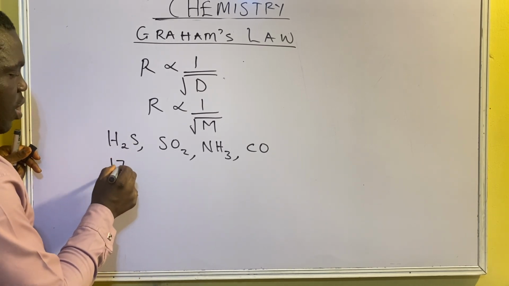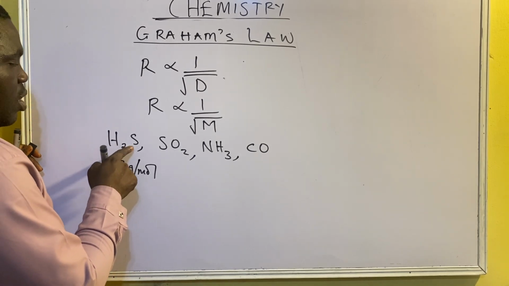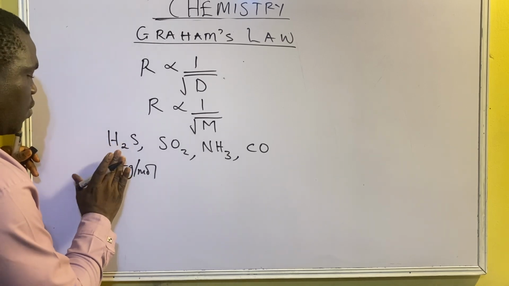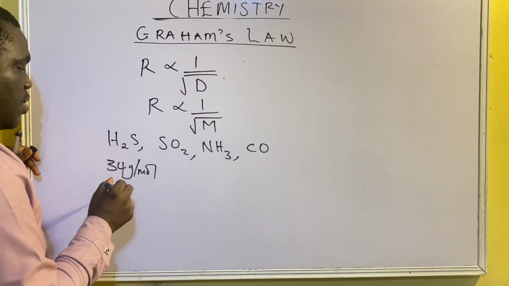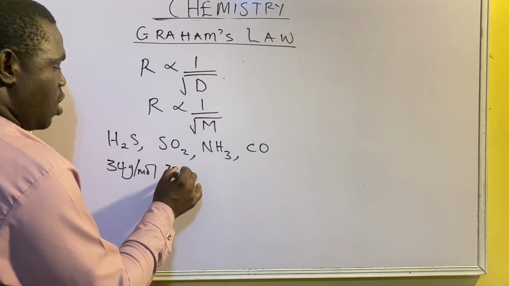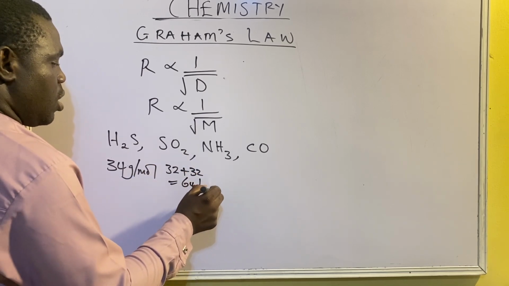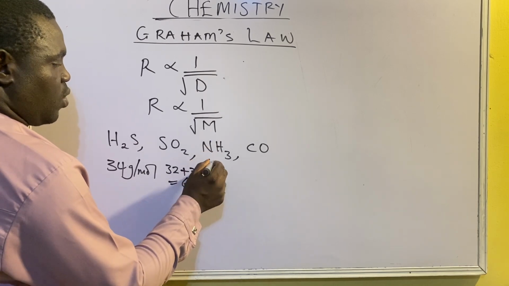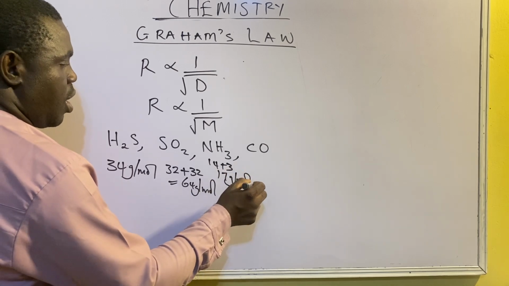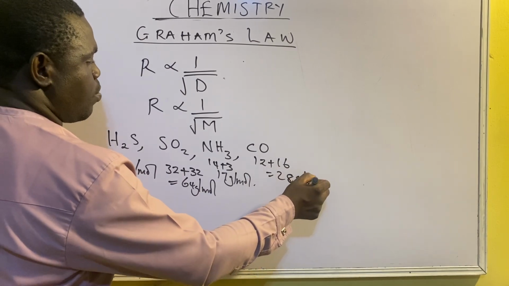If you can calculate the molecular weight, then you can tell. Hydrogen is 1 times 2, that's 2. Sulfur is 32, and then this is 2, so this is 34. For sulfur oxide, sulfur is 32. Oxygen is 16 times 2, that's 32. That's 64 grams per mole. And then come to ammonia. Nitrogen is 14. Hydrogen is 1 times 3. So you have 17 grams per mole. And then carbon is 12 and oxygen is 16. That is 28 grams per mole.